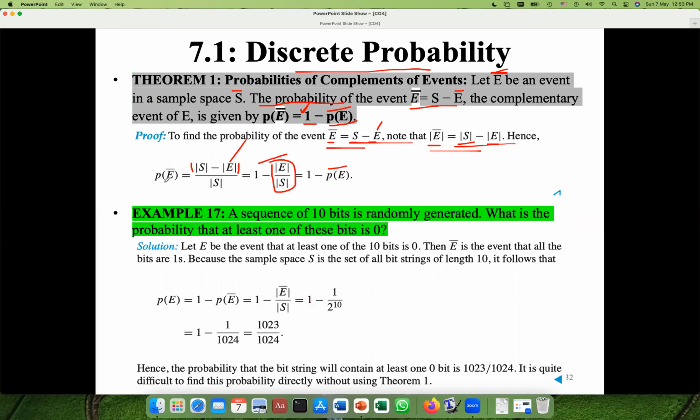So now you can see the probability of E complement is 1, which is the probability of the whole space, the maximum probability. And then you are subtracting the probability of the normal event from it. And then what is left? The E complement. So that is the proof that the probability of E complement is equal to 1 minus P(E), which is the equation here. And now we have the example for this theorem.